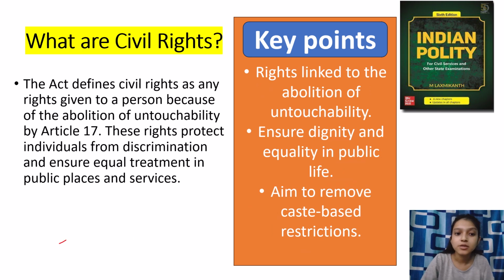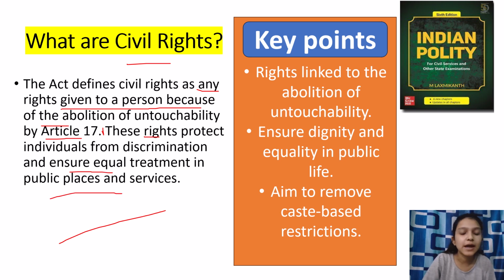Now let's move on to what civil rights are. The Act defines civil rights as any rights given to a person because of the abolition of untouchability by Article 17. So the definition of civil rights is mentioned under this Act, which says any rights given to a person because of the abolition of untouchability by Article 17. So the right has been defined in this very Act itself. These rights protect individuals from discrimination and ensure equal treatment in public places and services. So what is the aim? It aims to protect individuals from discrimination and ensure equal treatment in public places and services.